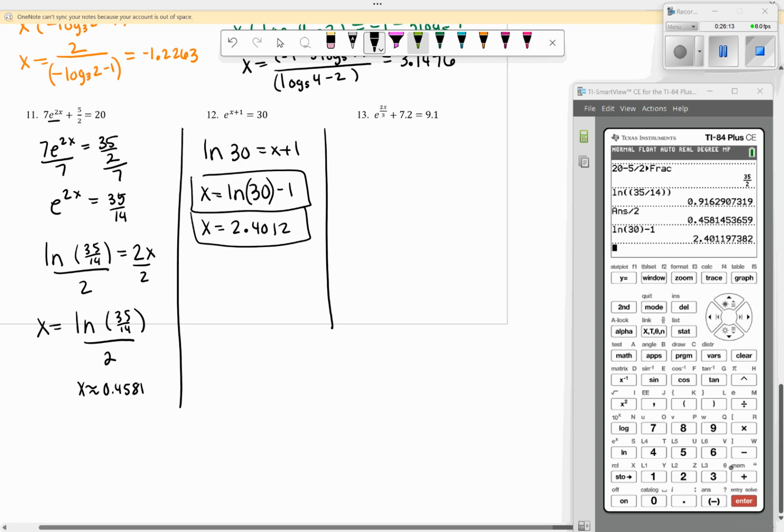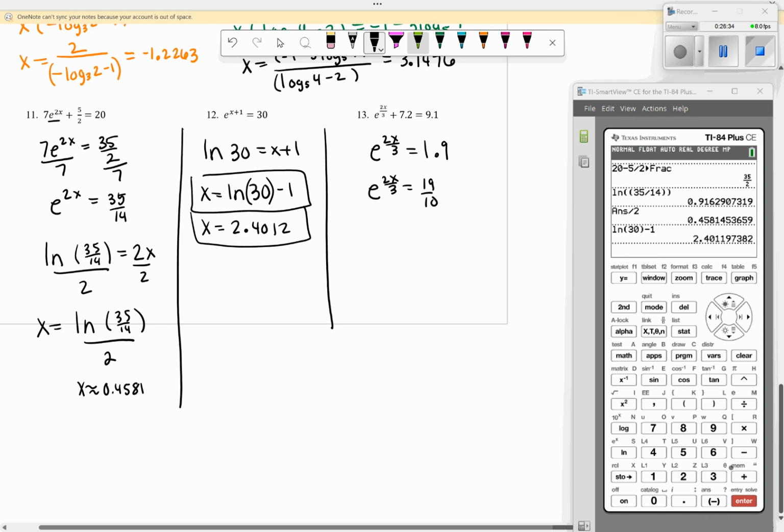Over here, same idea, isolate the exponential expression. So e to the 2x over 3 is equal to, and 9.1 minus 7.2 gives us 1.9. And if you wanted to write that as a fraction, you can. So that would be 19 over 10. So e to the 2x over 3 equals 19 over 10.